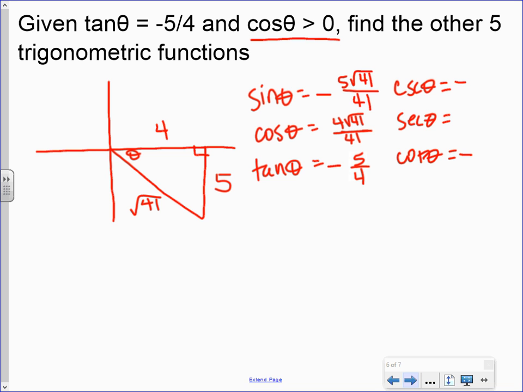Okay? Which means our cotangent is negative 4/5. Our secant, the reciprocal of cosine, is radical 41/4. And then our cosecant, the reciprocal of sine, would be negative radical 41/5.